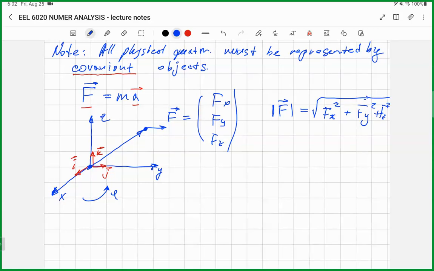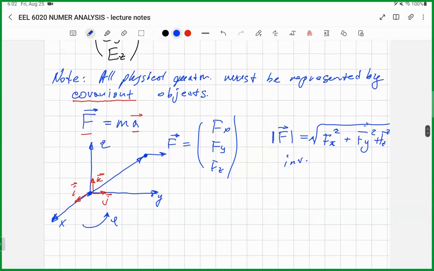So you can change the coordinate system. The components change, so they depend on the chosen coordinate system, but the length of the vector doesn't change. So this is an invariant thing. This is why we use vectors.